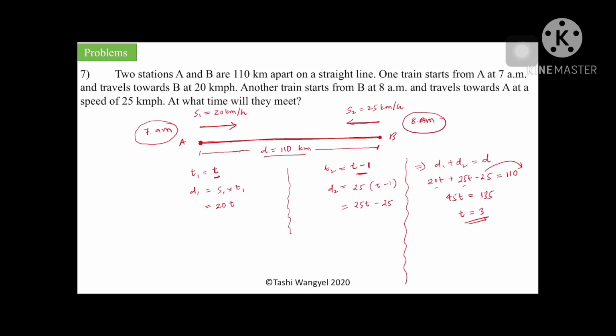So the answer to the question: at what time will they meet? We find the time from train A and train B.